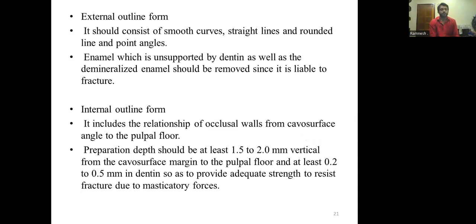External outline form should consist of smooth curves, straight lines and rounded line and point angles. Enamel which is unsupported by dentin as well as demineralized enamel should be removed since it is liable to fracture. Internal outline form includes the relationship of occlusal walls from cavo-surface angle to the pulpal floor. Preparation depth should be at least 1.5 to 2 mm.